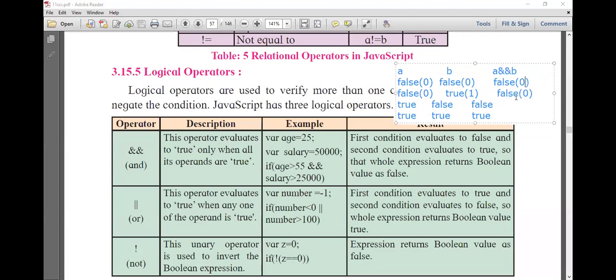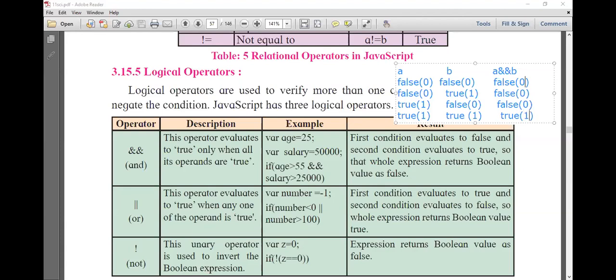Right? 0 means false. Now true means 1, false means 0. Now A and B means multiplication. 1 into 0, the answer will be 0. Right? Now the last one. Here true is 1 and true is 1. 1 into 1, the answer will be 1.